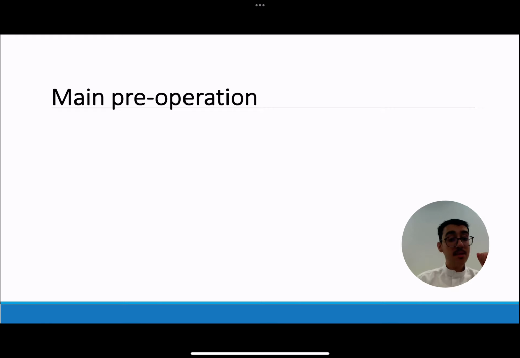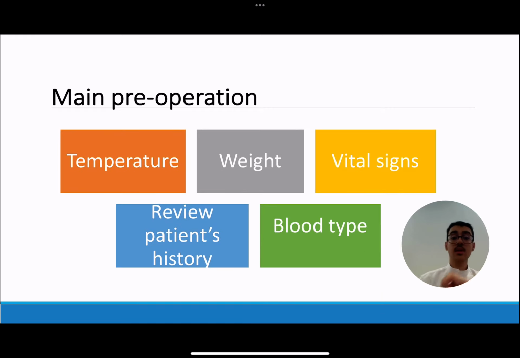We have the main pre-operation steps. First of all, measuring the patient's temperature. Second thing, measuring the patient's weight. Depending on the patient's weight, the doctor will use the appropriate amount of anesthetic for the patient. Third thing, we have vital signs like blood pressure, heart rate, and breathing rate.